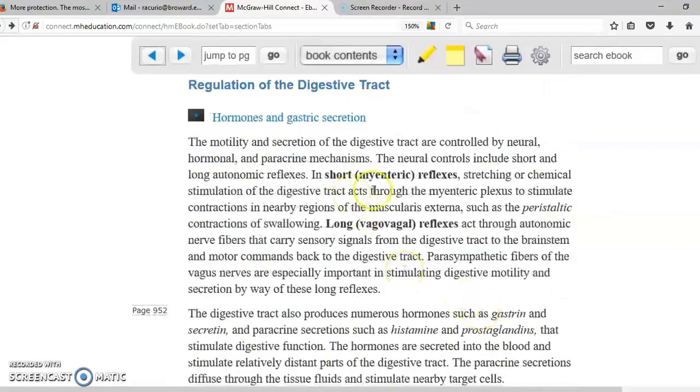Scrolling down, regulation of the digestive tract. This is done with nerves, enteric nerves and vagal nerves, and these ones are going to produce reflexes that will allow you to move your intestines. In the case of, for example, peristalsis.